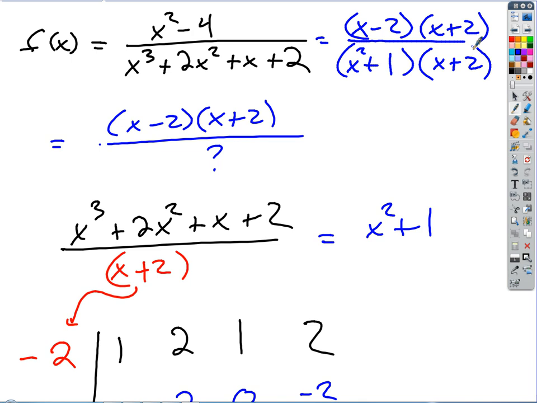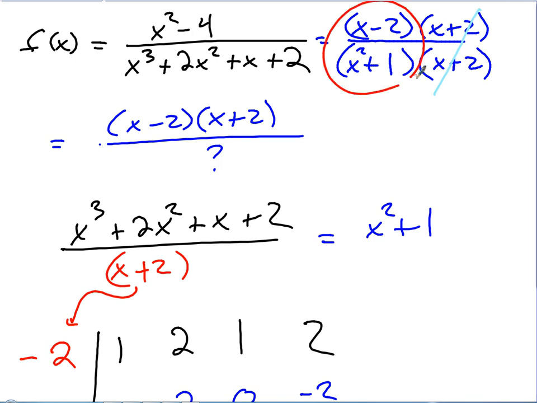And so what can you tell me now about this function? They cancel. So what's going on then at x equals negative 2? There's a hole. Good. There's a hole at x equals negative 2. Those guys cancel. Now, what about the rest of this thing? What about that factor on the bottom, x squared plus 1? Now, that's quadratic, so we don't have to worry about doing anything fancy anymore. We can always find the zeros of that.